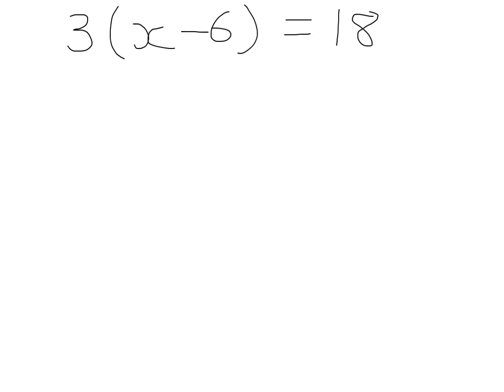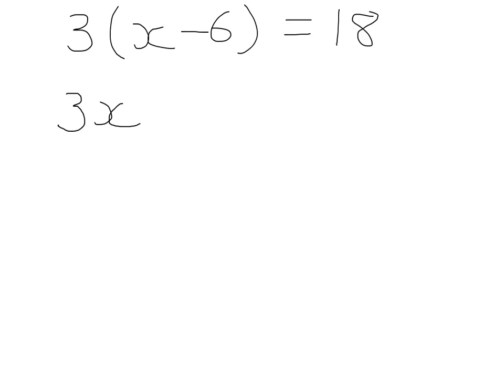So if I've got 3 and then some brackets, x minus 6 equals 18, what you need to do is to expand the brackets. And to do this, you need to multiply both terms which are inside the bracket by the number outside. So in this example, 3 times x would give us 3x, and then 3 times minus 6.